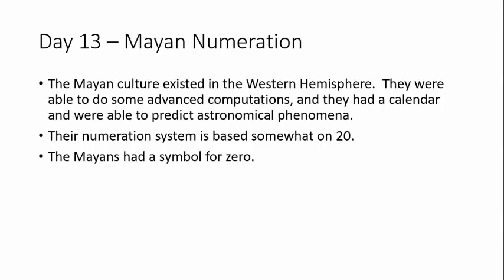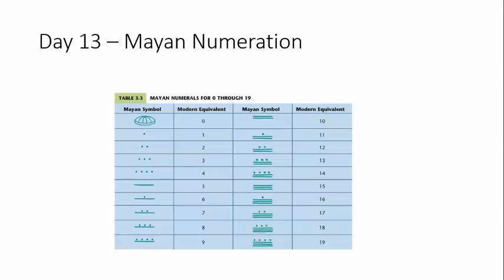Their numeration system is based somewhat on 20. And you'll see why I put the somewhat in there in just a minute. The Mayans did have a symbol for 0. So this is a little unique to them. I copied this table from your book.